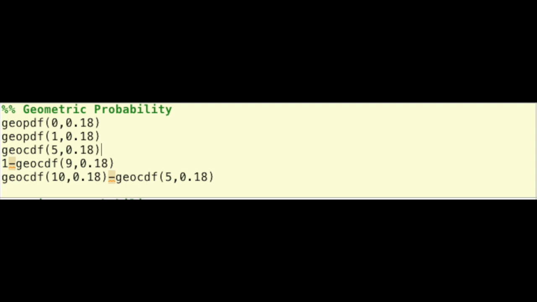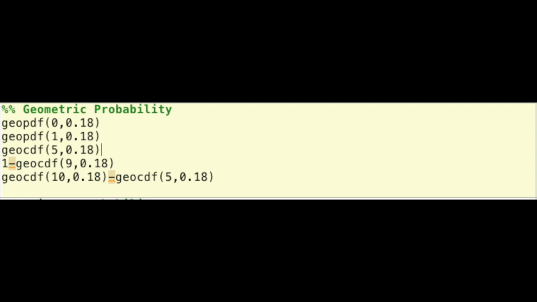And then we are computing a complement. So we're looking at first geoCDF of 9, 0.18, which would compute the probability that 9 or fewer failed attempts were required to obtain the first preferred outcome. But then by computing the complement of that, or subtracting it from 1, we're ultimately computing the probability that it takes 10 or more failed attempts before we see our first preferred outcome.